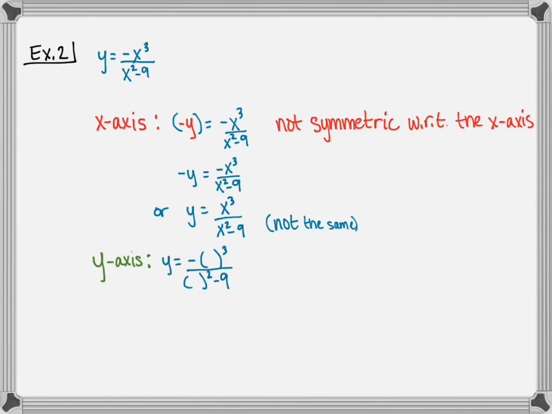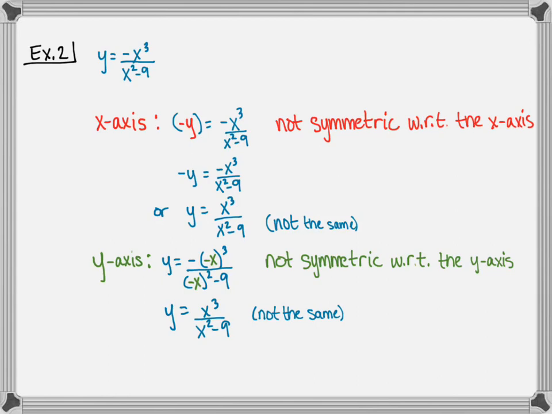Y-axis symmetry. Take our equation, substitute negative x in for x. Simplify. Here we get y equals x cubed over x squared minus 9. Again, this is not the same as the original equation. So the graph of this equation is not symmetric with respect to the y-axis.